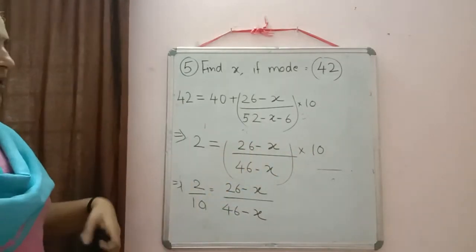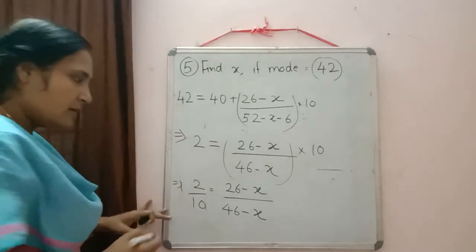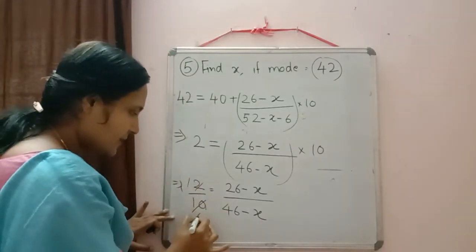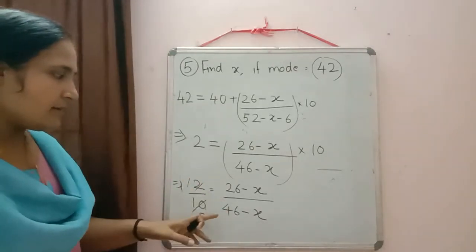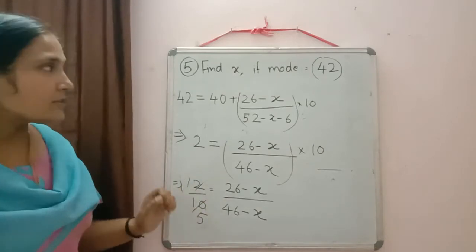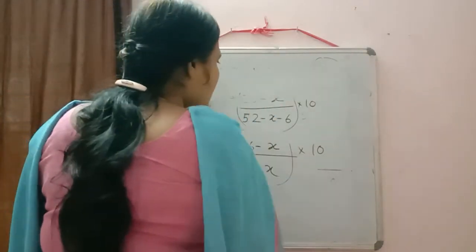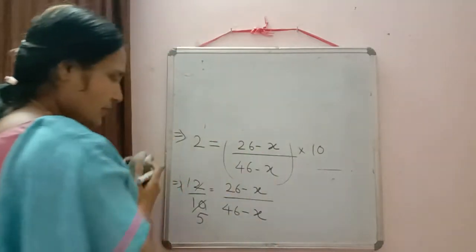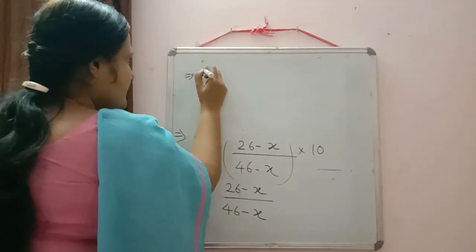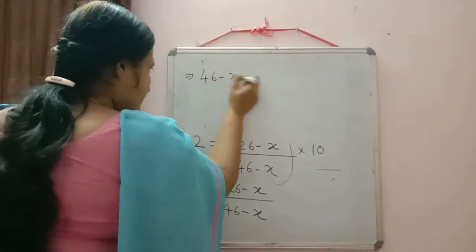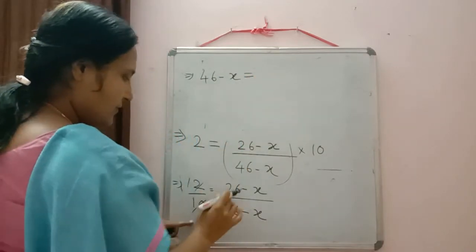That depends on you, how you want to solve the question. So here 2 and 5 we can cancel. Now how will we calculate the value of x? By cross multiplication. Then what will come? Yes, it will be equal to 46 minus x is equal to 5 into 26.